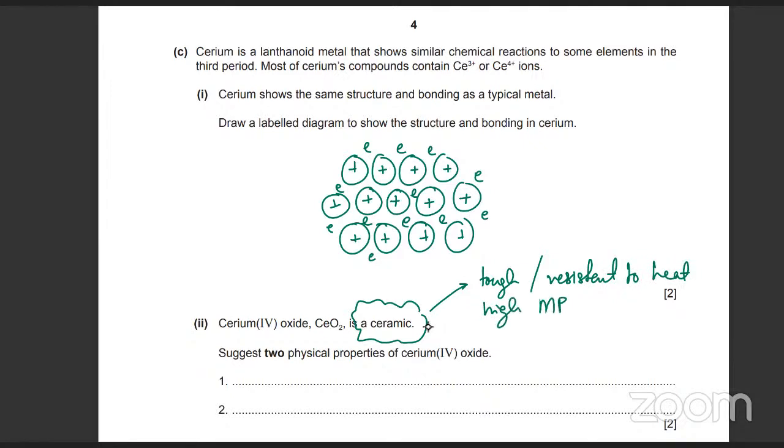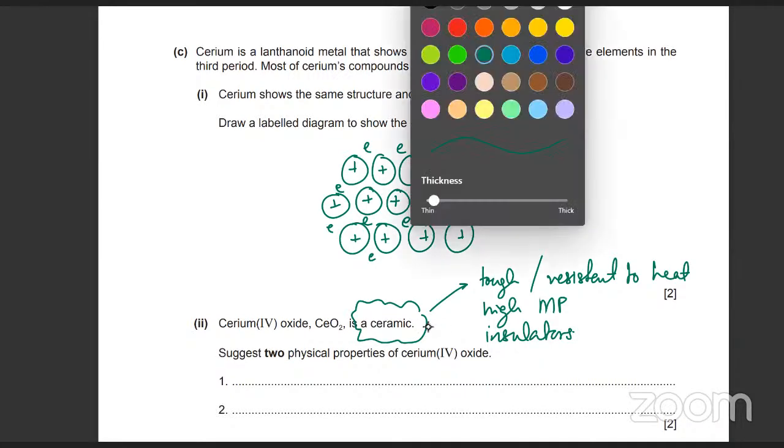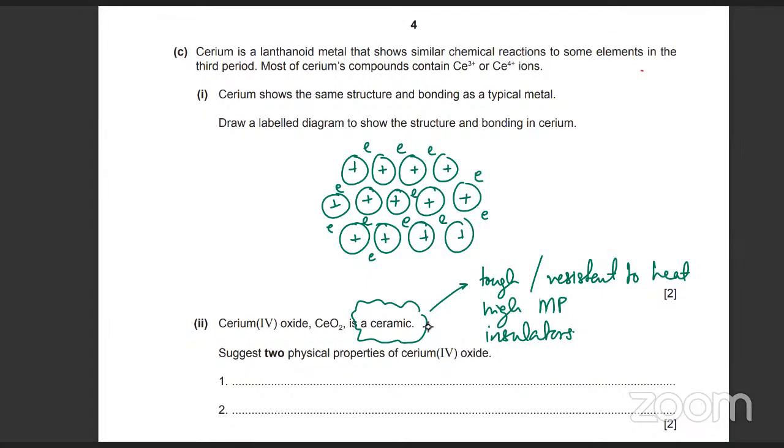So if you have to write two properties of ceramics, that's high melting points, and one of them would be they're very good insulators. They're not going to conduct electricity. So those are ceramics. Any compound that is kind of tough, for example, you can use it in an oven or for holding cables that have high power transmission. That's a ceramic. So high melting points, insulators, that's what you can write over here.